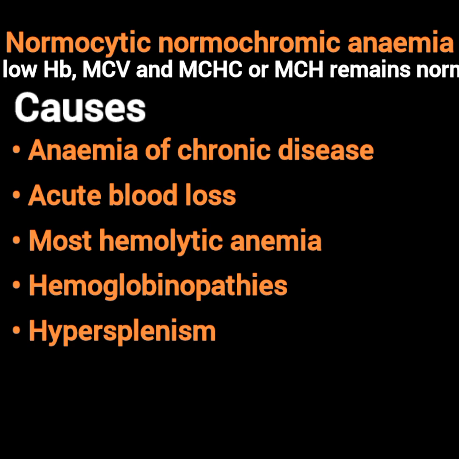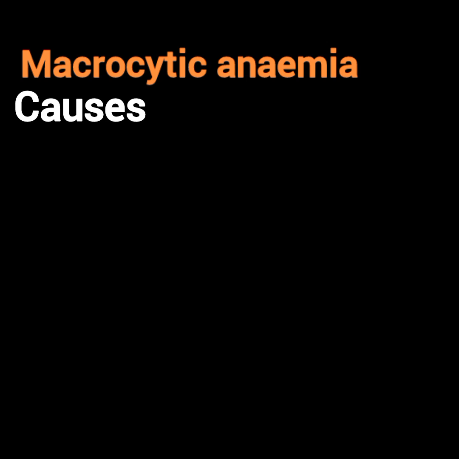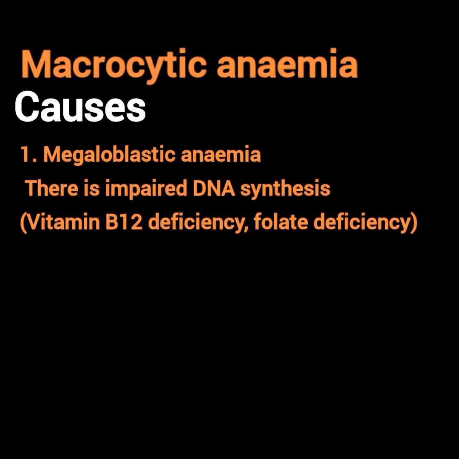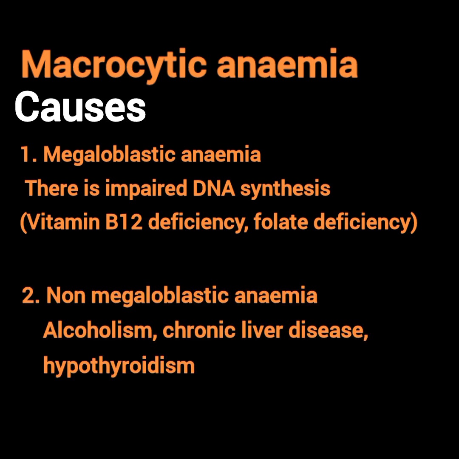Macrocytic anemia, there is a delayed cell division and abnormal cell growth. The cells become larger than normal. And the causes, we have megaloblastic anemia. There is impaired DNA synthesis, vitamin B12 deficiency, folate deficiency. And the non-megaloblastic anemia, causes other than the ones that impair DNA synthesis, that's alcoholism, chronic liver disease, hypothyroidism.